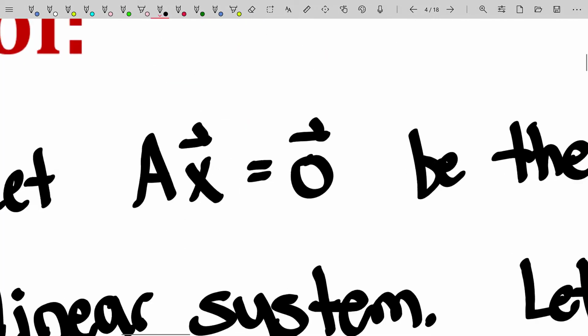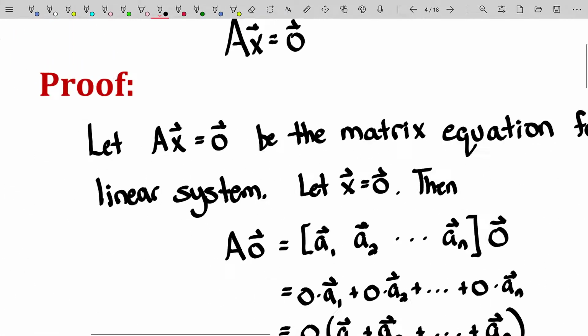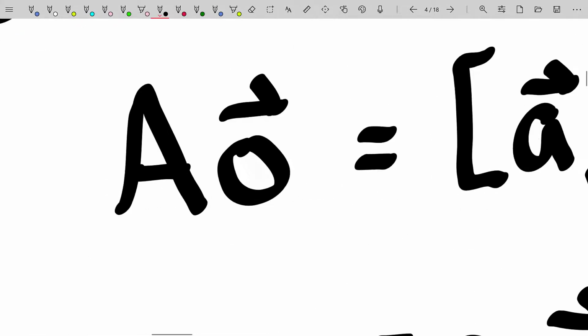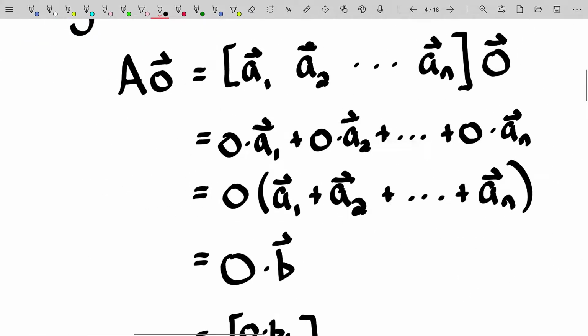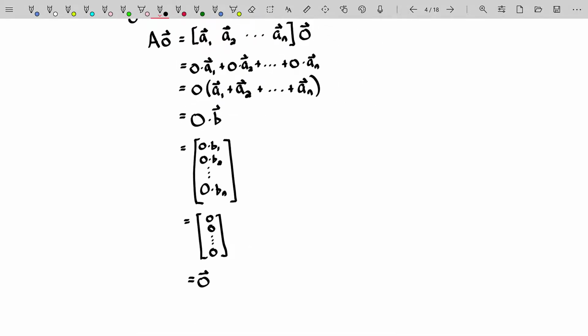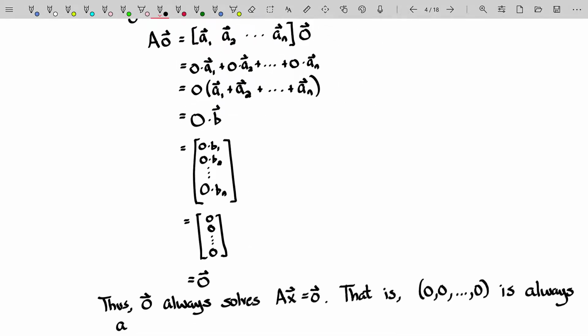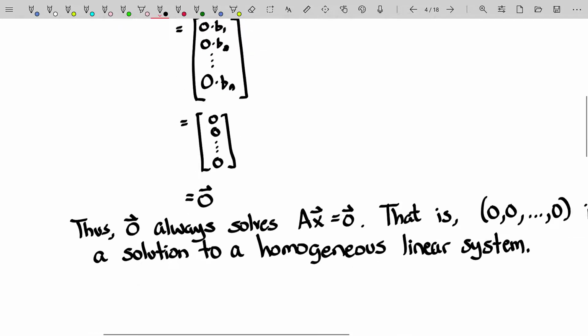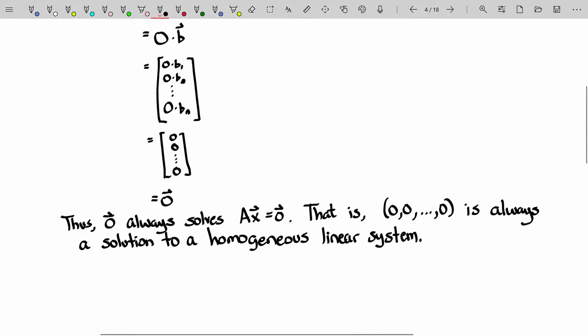That is, the matrix equation AX equals 0 does actually have a solution. The solution is 0. If you plug 0 in for X through mathematics that we have used so far, the right-hand side actually becomes 0. Thus, 0 always solves a matrix equation AX equals 0.